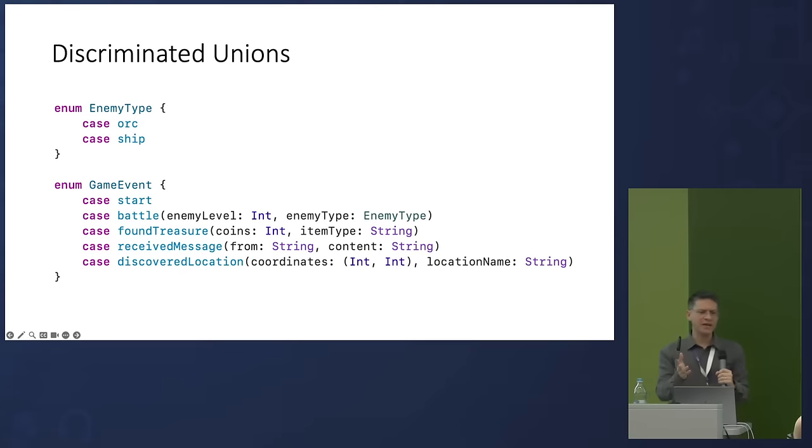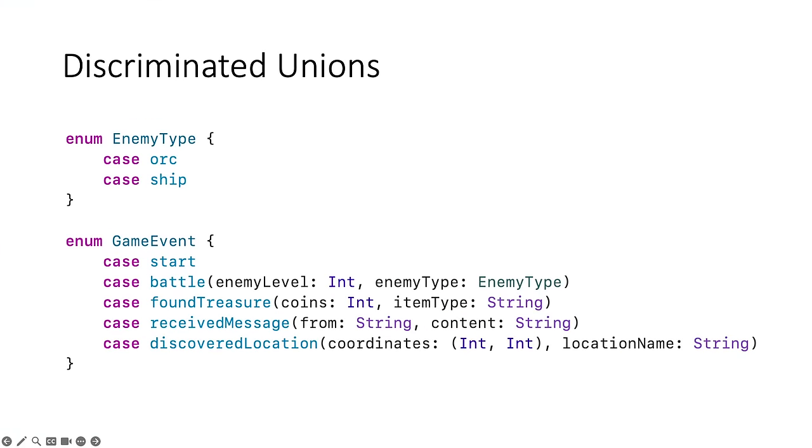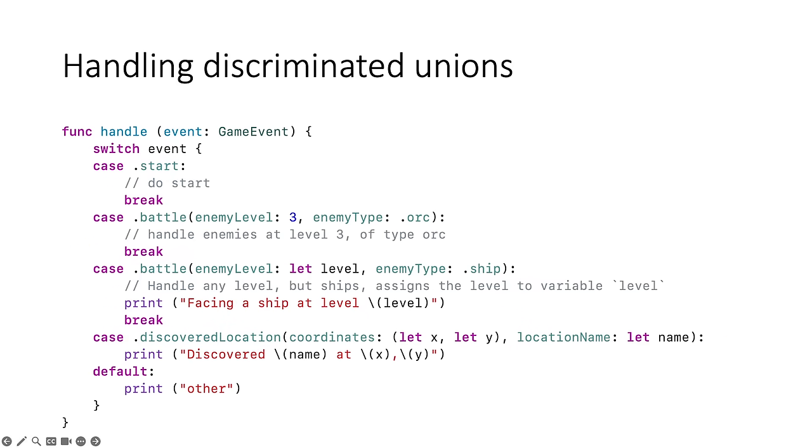Finally, discriminated unions are a super neat feature. They're very popular in F#, and they're very popular in other functional languages. But it lets you essentially add payloads to your enumerations. In C, sometimes you can use unions for this. There are all kinds of hacks to do it. It's not very pretty, but this lets you write code like this, right?